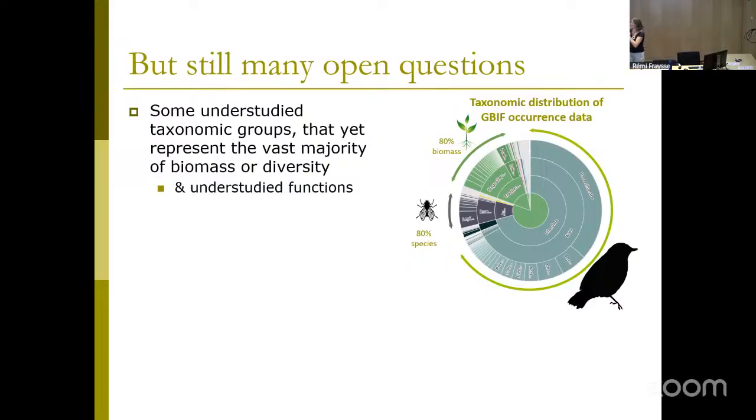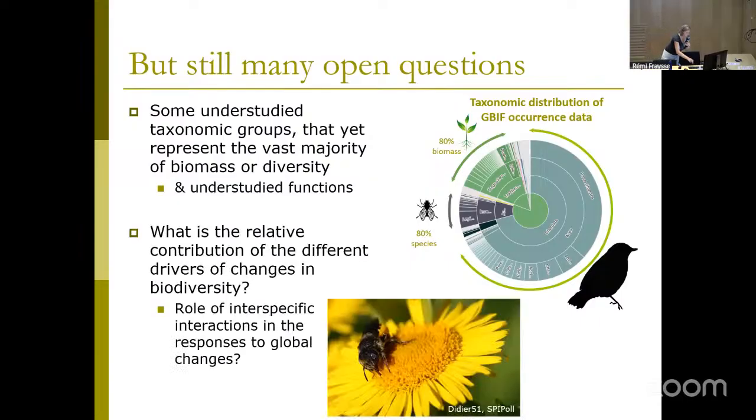So I don't want to claim that we are only plants and insects are interesting, but they really need to be studied more. And also there are understudied ecological functions. For example, you have a lot of studies on primary productivity because it's easy to collect data using remote sensing approaches. But other functions, and particularly the functions that link plants and insects, are understudied.